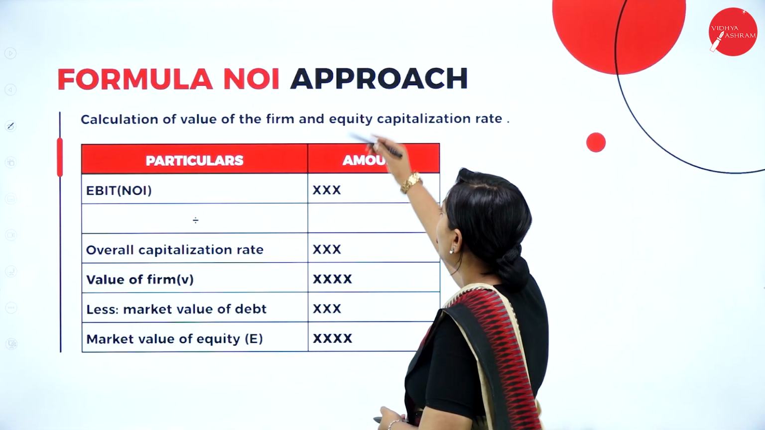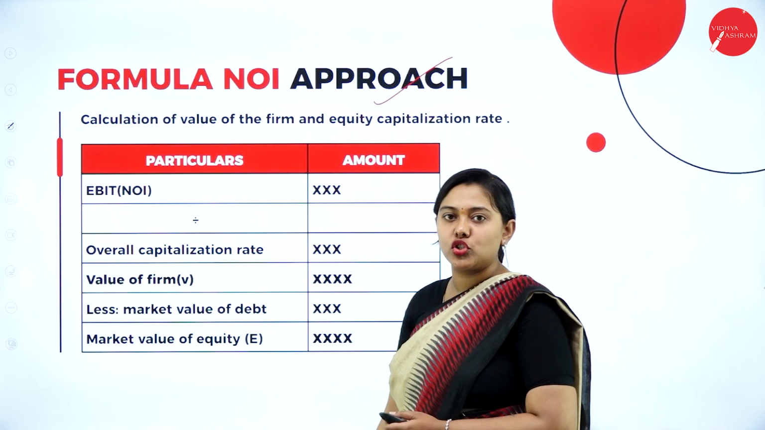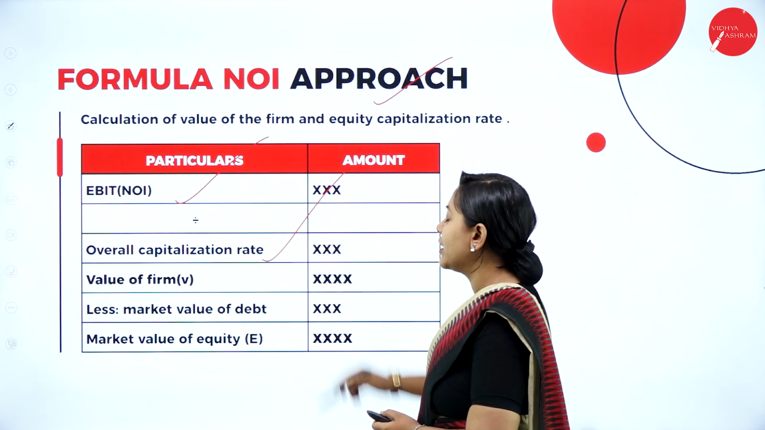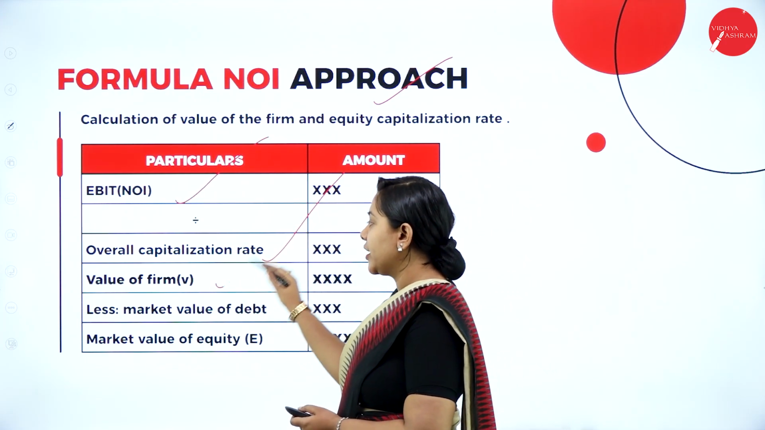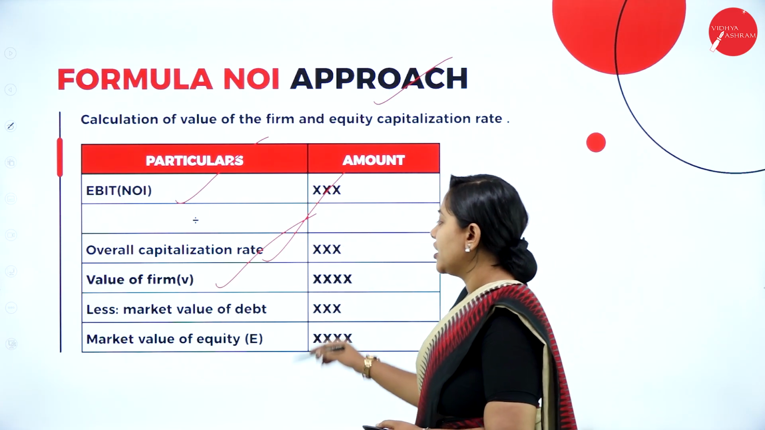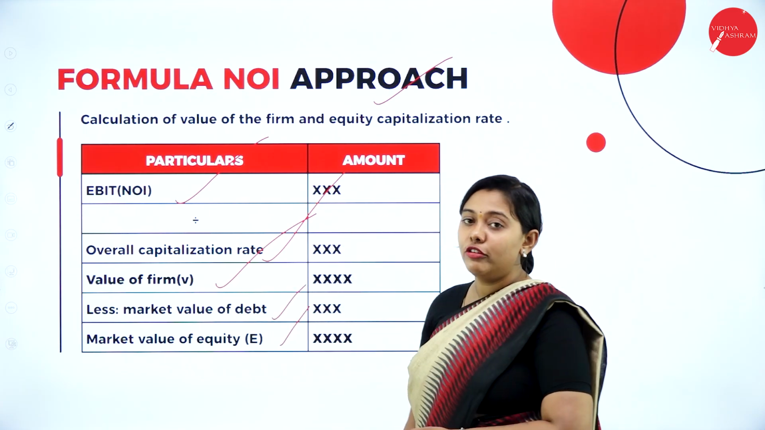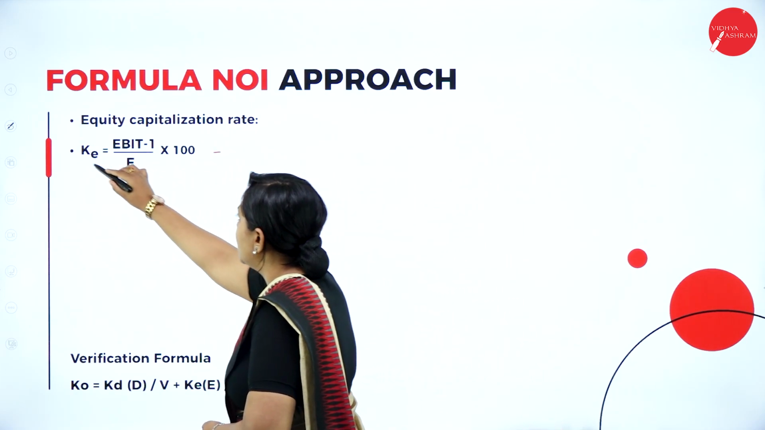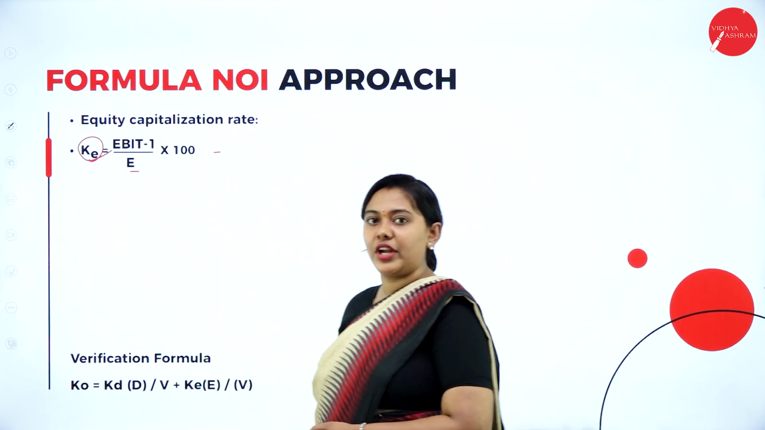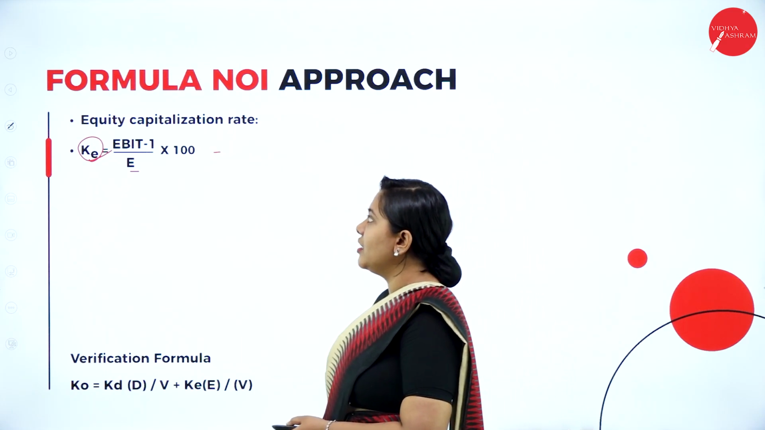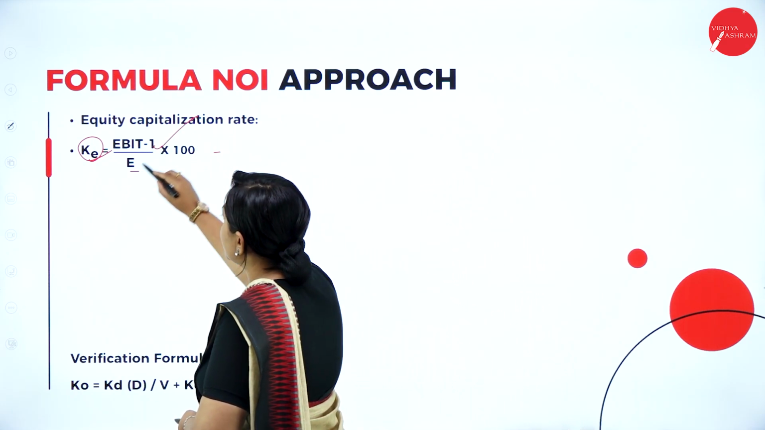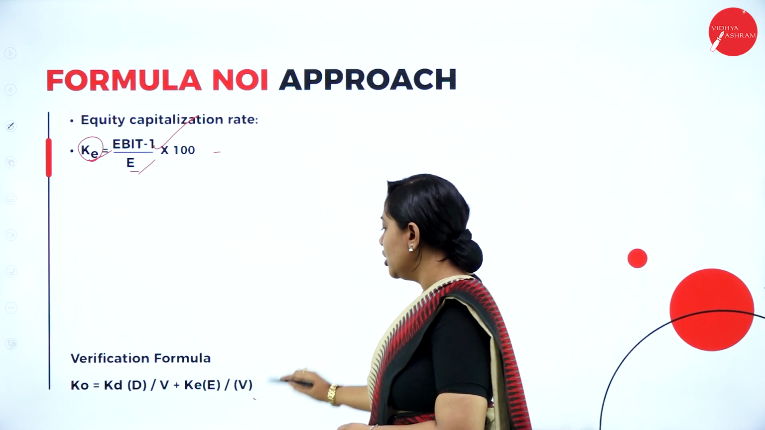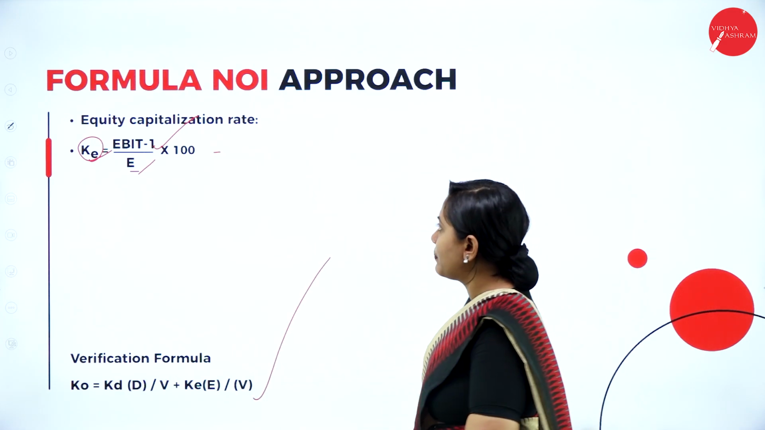Next, the formula for the NOI approach. EBIT, net operating income, divided by overall capitalization rate, you will get your market value of firm. If you deduct the market value of debt, you will get your market value of equity. And in this, they will ask you to calculate the equity capitalization rate. So EBIT minus interest divided by market value of equity into 100. So this is the verification formula.